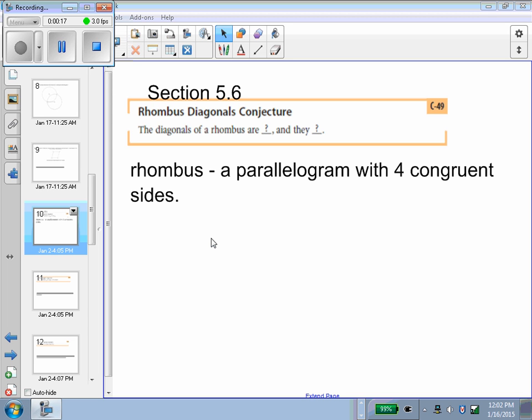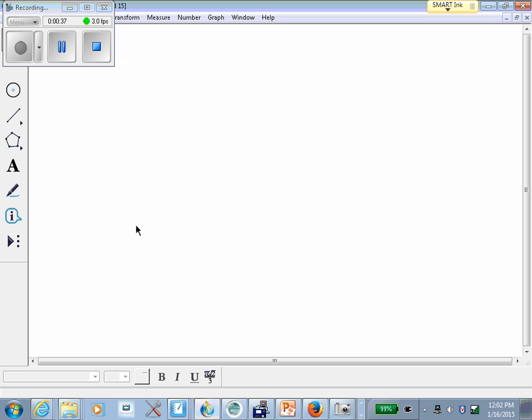So let's remember the definition of a rhombus. A rhombus is a parallelogram with four congruent sides. And remember, a parallelogram is also a quadrilateral with both pairs of opposite sides parallel. So let's open up Sketchpad, and we are going to construct a rhombus.